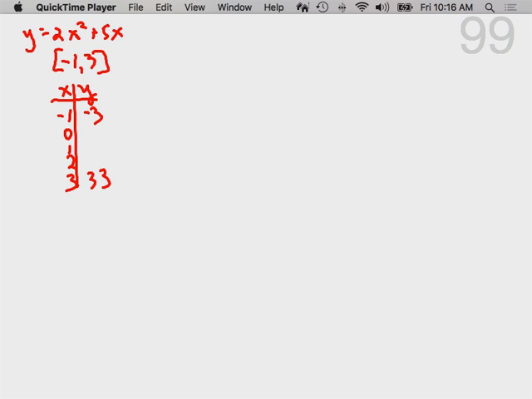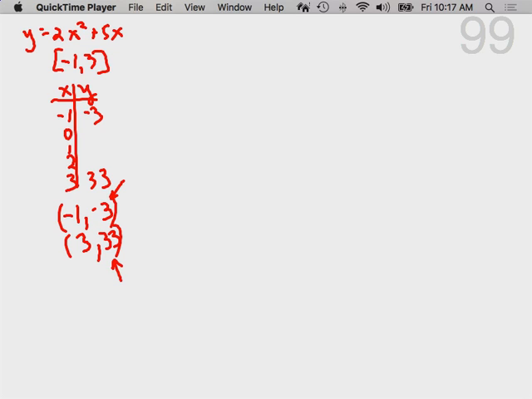Instead of looking it up in the calculator, you could have plugged in a -1. Let me just write it this way: -1 and 3, and you want to find the missing y values in each. So if I plug in a -1, -1 squared is 1 times 2 is 2, 5 times -1 is -5, and 2 minus 5 makes -3. And then I could plug in a 3, 3 squared is 9, times 2 is 18, and 5 times 3 is 15. 18 and 15 add up to 33.